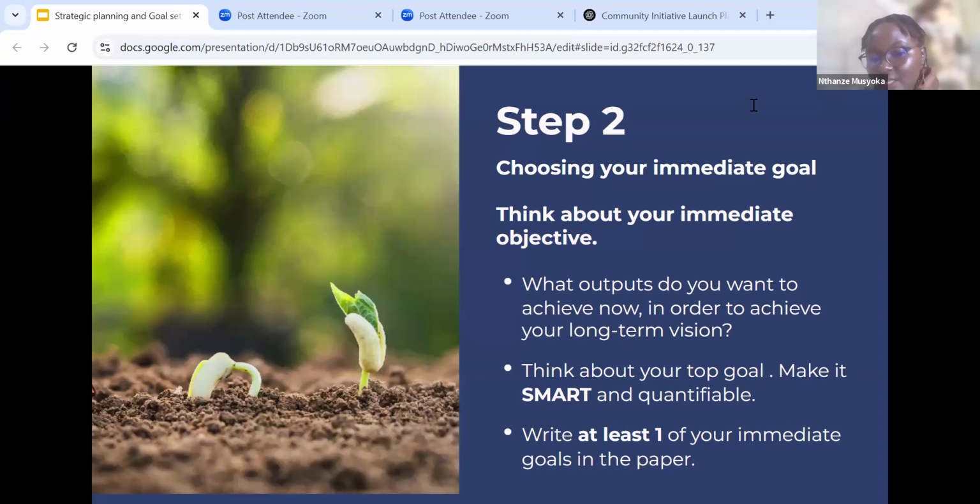Is it something that is going to serve purpose in this context? After how long do you think you can achieve it? Ensure that it's something that you can quantify or qualify, depending on the qualitative or quantitative approach. And then just write one objective from your main goal. Your goal can have several objectives, but for now, I just want you to identify one and write it down.